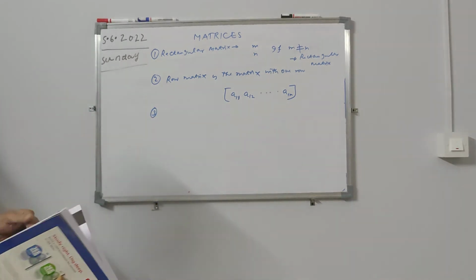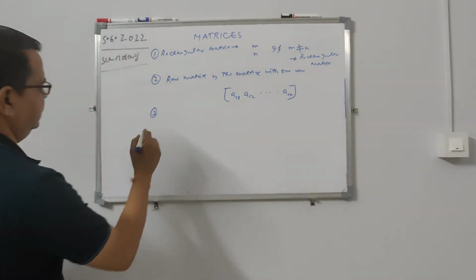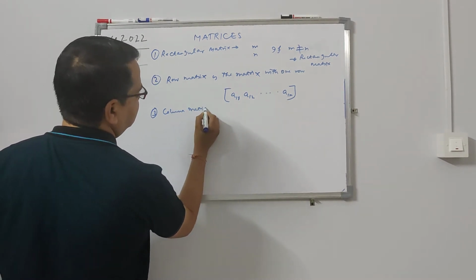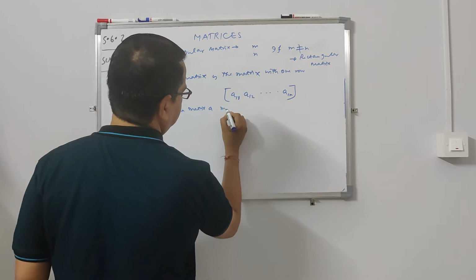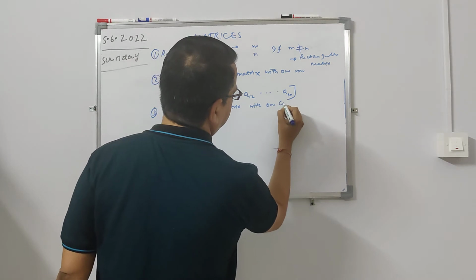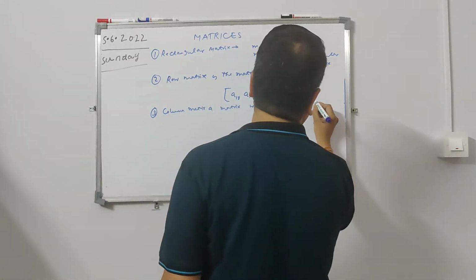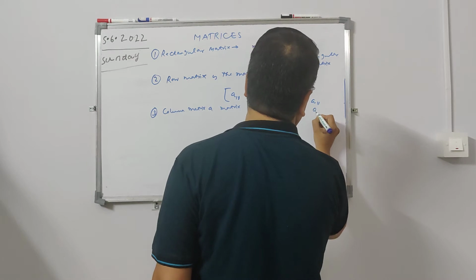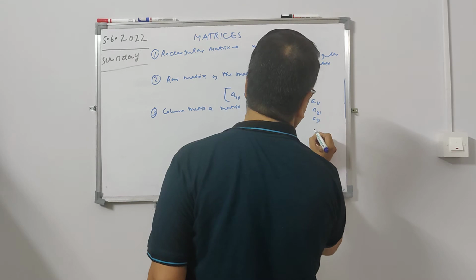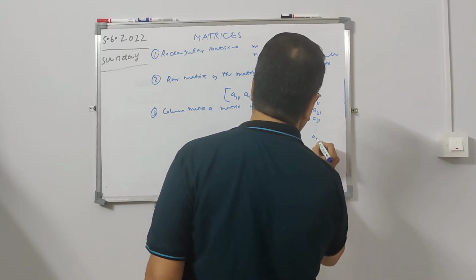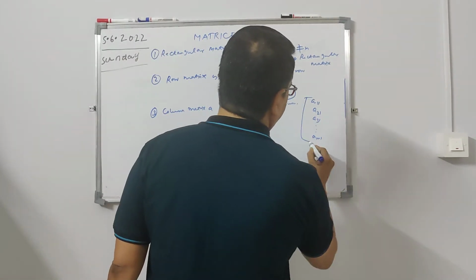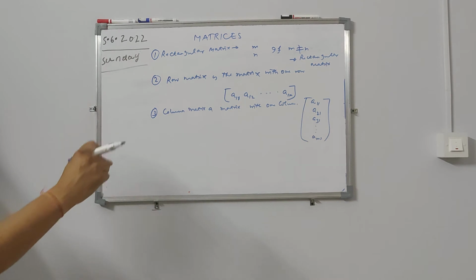Then column matrix. A matrix with one column. So the example: a11, first row, then second row, a31, like this it goes, and an1, right? So this is an example of a column matrix. This looks like a column.